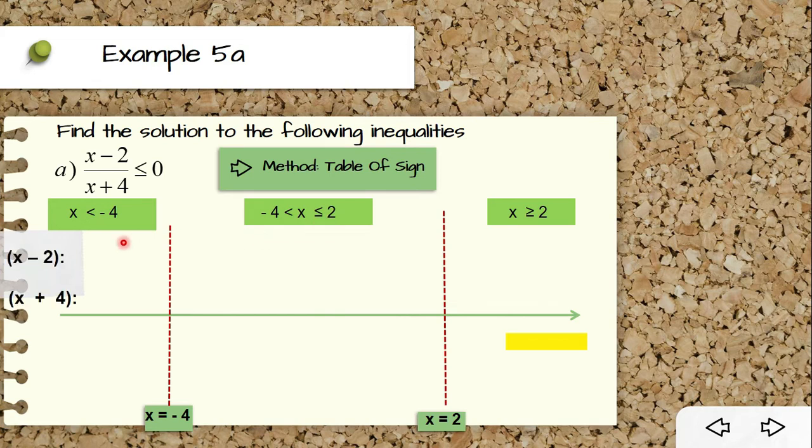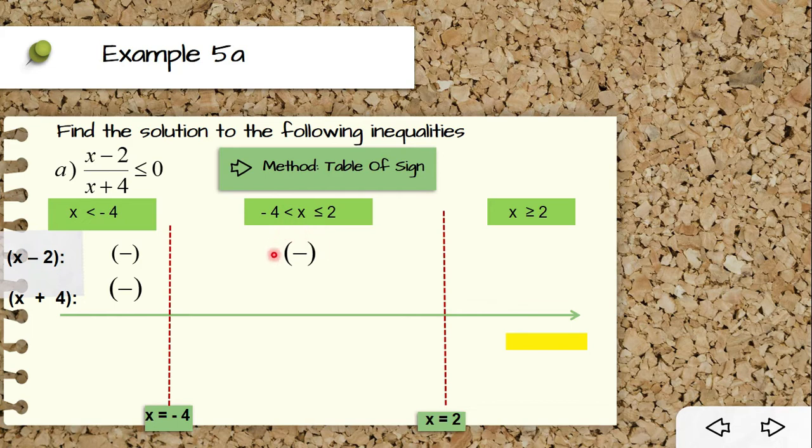Next we go to how to solve. Firstly, we write down the factors. The first factor you put here, and the second factor comes from the denominator, put here. Now for the interval on the left part, x less than negative 4, you can substitute any value. For example, substitute negative 5 into this factor: negative 5 minus 2, so you get the negative sign. Using the same value, negative 5 plus 4, your answer is also negative.